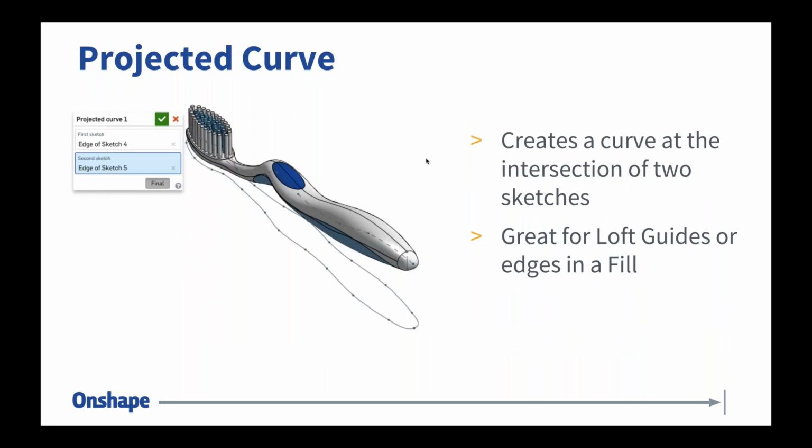Let's move on to the next one, and that is the projected curve. So the projected curve creates a curve, a 3D curve, at the intersection of two sketches. And this was technically possible in the past, but it took what I would consider a lengthy workaround where you had to extrude two surfaces and split one with the other. So this is a very easy way to take two 2D sketches and find the 3D intersection of those sketches and create a 3D curve. That 3D curve can be used as a guide for your loft, an edge for your fill, very similar to the bridging curve. So let's get into an example of this.